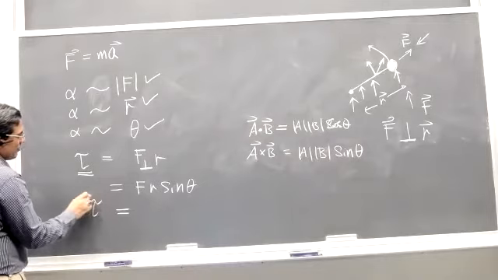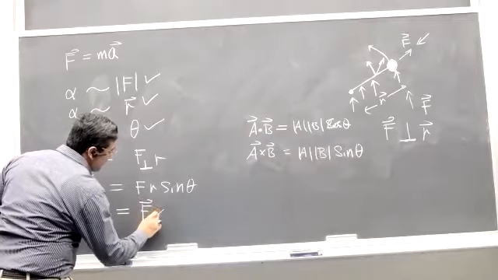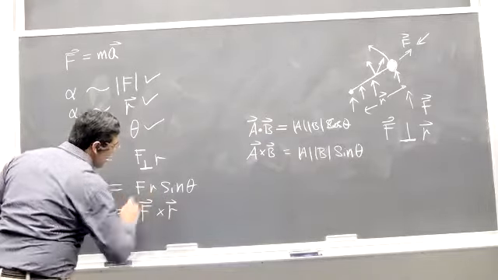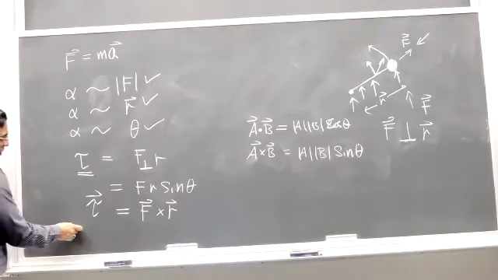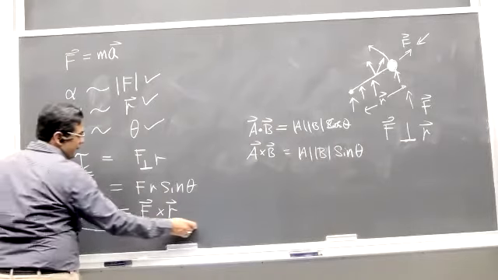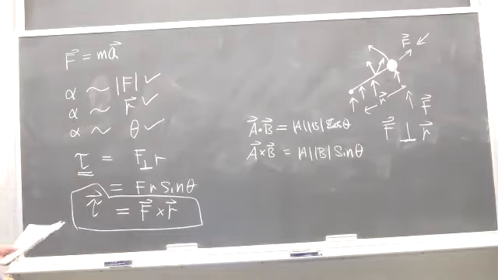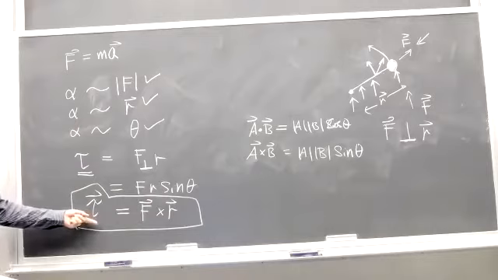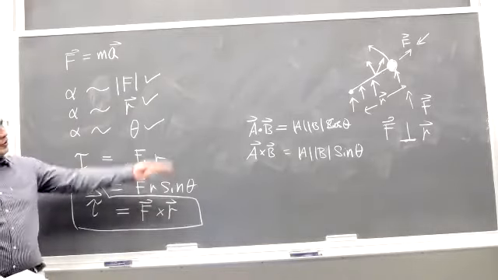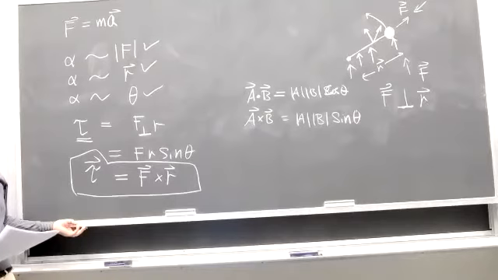and this quantity to be a vector, we can write F cross R. Okay. And that is what we call torque. I hope that you're convinced with its definition, that it has all those observations built into the equation. Okay. Any questions so far?